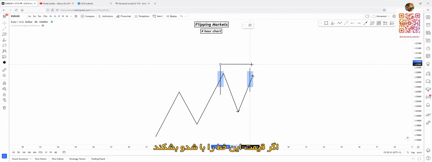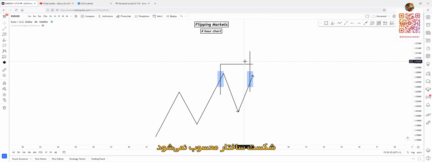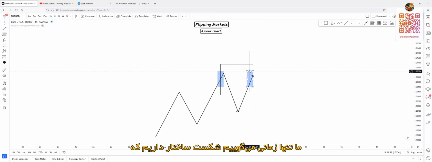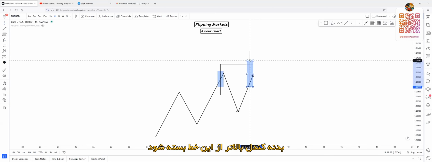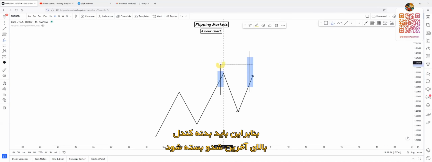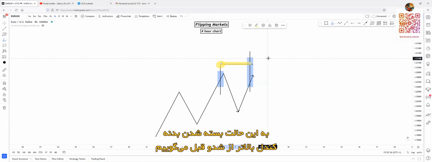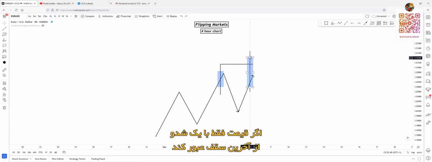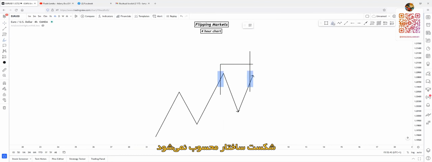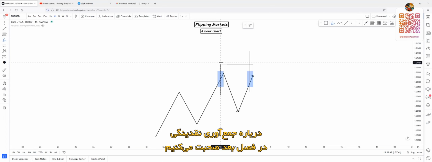If price breaks through this with a wick, it won't be a breakout structure. We only count a breakout structure if the candle closes above with the body. So it has to close above this last wick with a body. This is what we call a wick to body closure. If price just closes above with a wick, it won't be a breakout structure. It could be a liquidity sweep. We will talk about liquidity sweeps in the next unit.